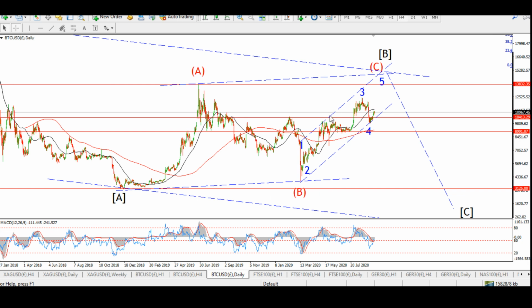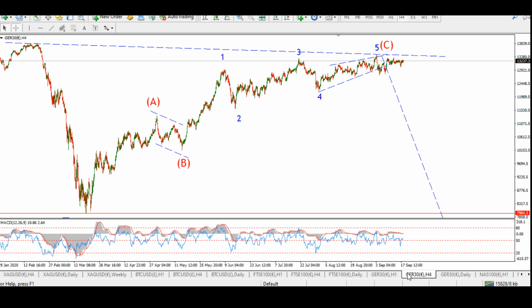Obviously, we have support built in here in an internal fourth wave, so that's got 8,990. We call that 9,000. So there is significant support there, but a break through that support might spell an end to poor old Bitcoin. Okay, let's move on.